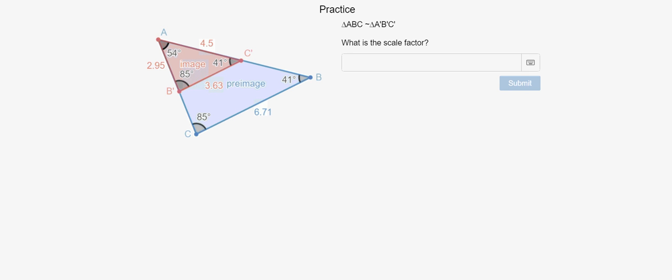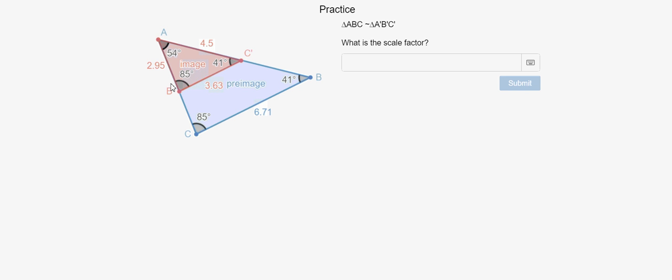All right, here we've got our triangles, our original pre-image in blue, ABC, compared to the new A prime, B prime, C prime. What's the scale factor? So again, let's take a look. We can see we've got our angle A's being reflexive here, so that's congruent to itself. B prime goes with C, and C prime goes with B. So let's see if we can match some common sides to get the scale factor.